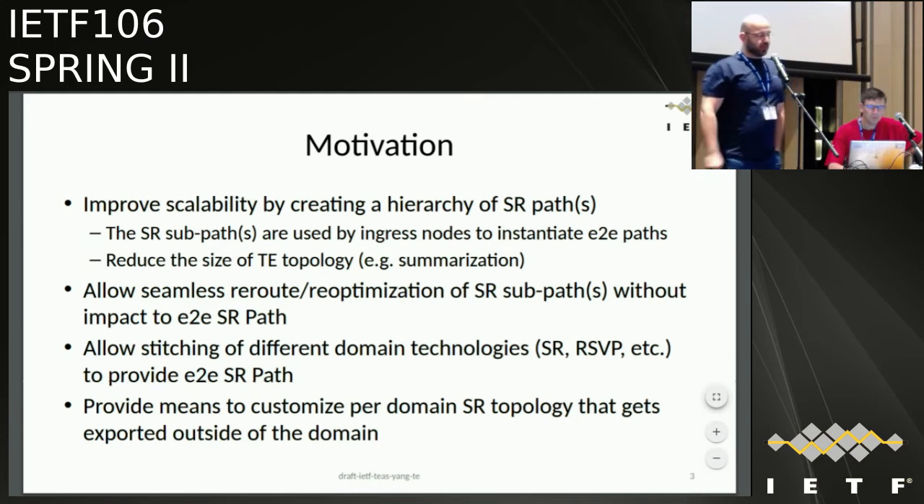So we wanted to improve scalability in the SR network by creating subpaths, SR subpaths, and the concatenation of these subpaths will give you the end-to-end path. We want to reduce the size of the topology by creating these summarized or compressed links, if you can think of. We want to allow seamless reroute and reoptimization of the subpath that does not impact the end-to-end SR path. And we want to allow stitching of domains that are running different signaling technologies like RSVP and SR, and still create an end-to-end SR path. And we want to be able to customize the topologies that we export from the domain based on certain requirements, based on SLAs and so on.